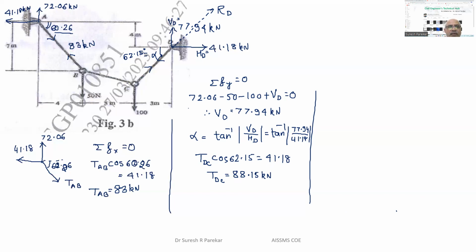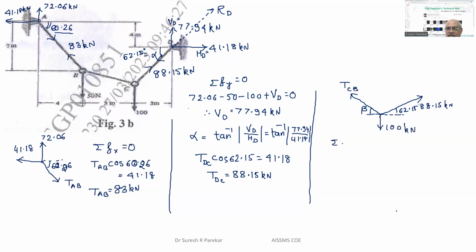So now we can have this. Now we are interested to find TCB. Now this we got 88.15. Now we will consider joint C. Now we do not know angle of this. So now we have this will be 88.15 and angle we have 62.15. Now this angle we do not know. Let us say we have beta, and this also we do not know, that we have TCB, and we have 400 kilonewton.